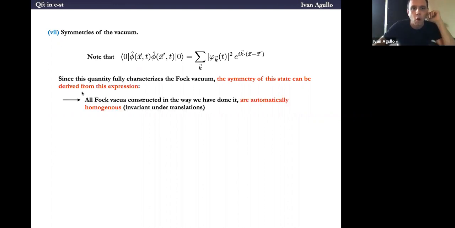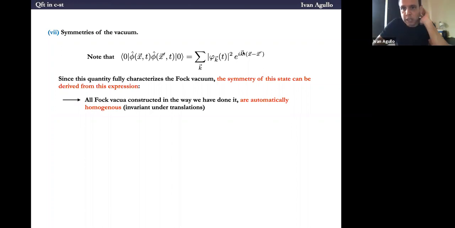And the difference is invariant under translations. So all Fock vacua constructed in this way are automatically homogeneous, invariant under translations, just because the symmetry is manifestly displayed in the 2-point function. So the reason is Fourier analysis. Once you build the vacuum as we did using Fourier expansion, automatically the vacuum is invariant under translations. What about rotations?